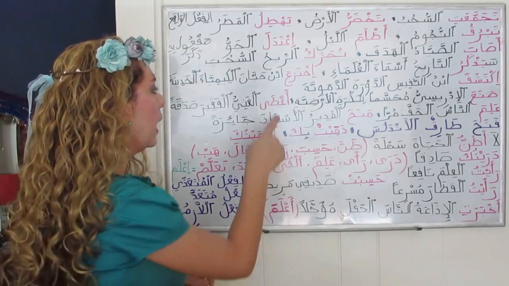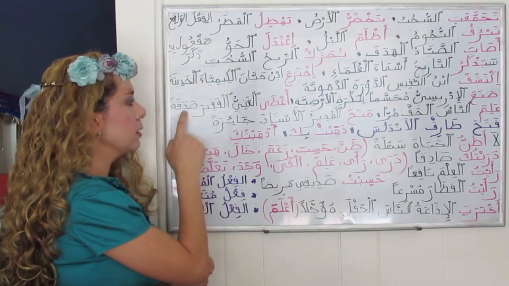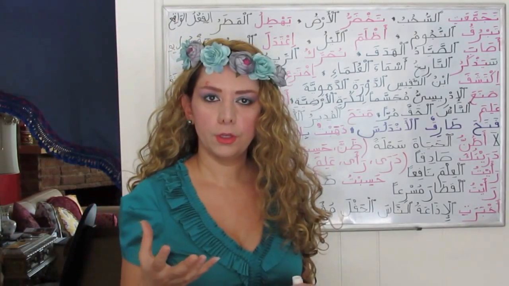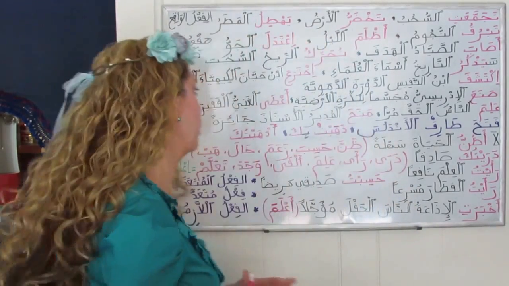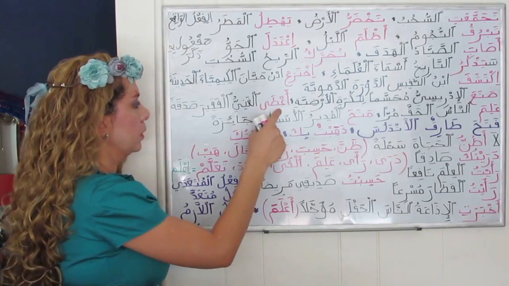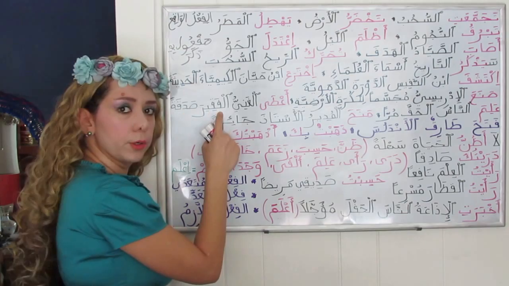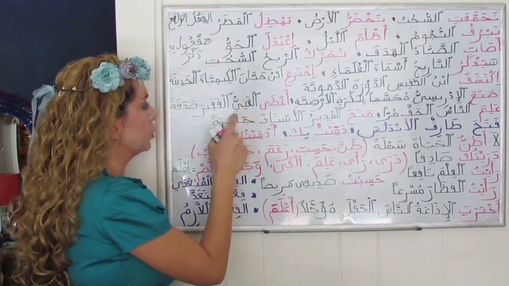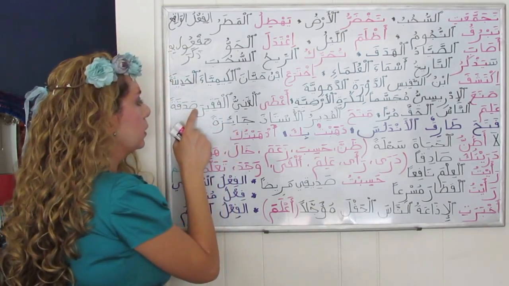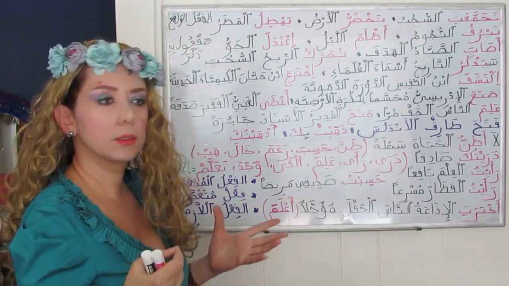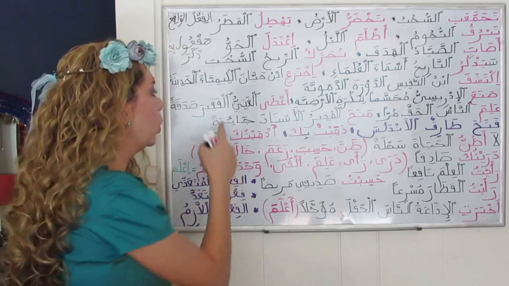For example, أعطى الغني الفقير صدقة. أعطى, to give. So for the giving action, we have someone giving something to someone. So we need two objects. أعطى is form 4. So the wealthy gave alms to the poor. All right, so we need two objects. Object number 1, to who or to whom, and object number 2, what did he give and to whom.